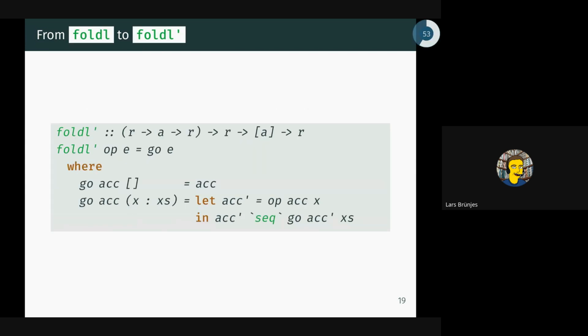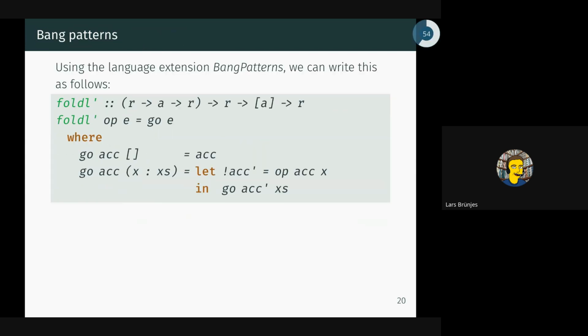And that leads us to this thing that's called foldl', which uses seq, but in this form here, it uses it under the hood using a language extension that's called bang patterns. So you can put this bang, this exclamation point, before a pattern, and that basically introduces a seq. It means that this acc' will be evaluated before the computation continues. And with that, we were much faster and used less memory.